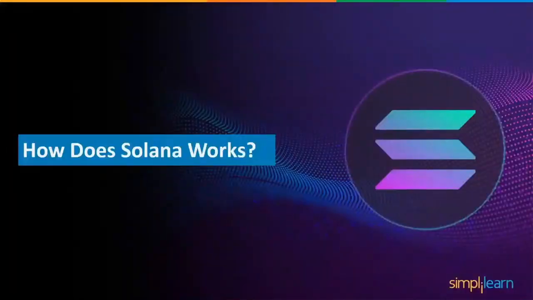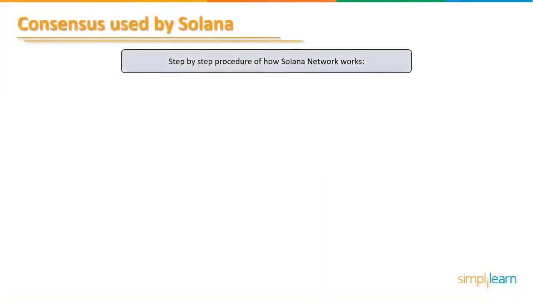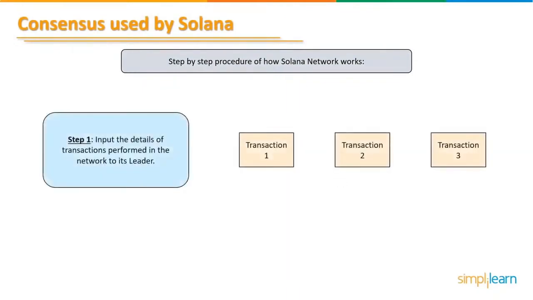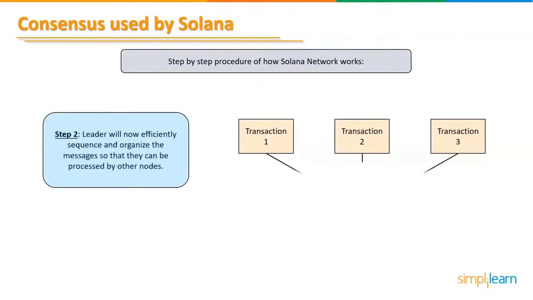Now that we know about its structure and mechanism, let's explore how Solana works. Now we know Solana has built a one-of-a-kind method for determining the time of a transaction known as proof of history. Let's see the step-by-step procedure of how it works. Step 1. Input the details of transactions performed in the network to its leader. Step 2. The leader will now efficiently sequence and organize the messages so that they can be processed by other nodes.